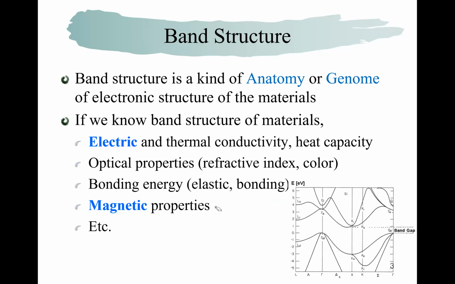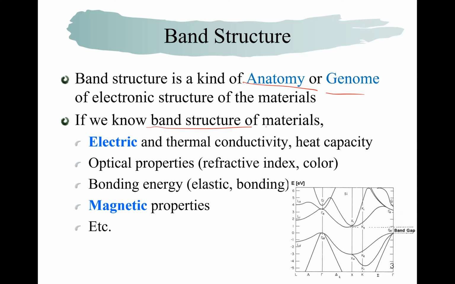Okay, band structure is kind of the anatomy, the genome, of the electronic structure of given materials. So many researchers try to calculate the band structure of given materials. And once they obtain the band structure, many theorists say, okay, we got everything. We can calculate everything from this band. But for many experimentalists, it's not easy to understand the meaning of this diagram. So our goal is how we can understand a given band structure.